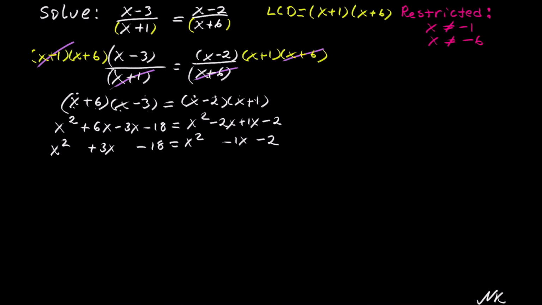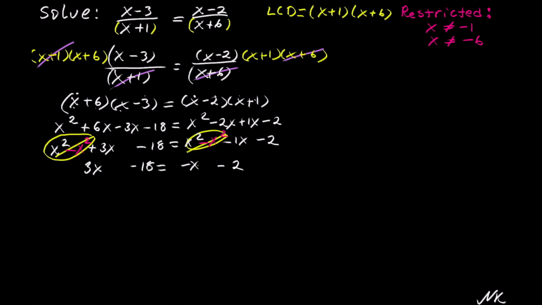Let's begin bringing everything to the same side. I choose left. So let's minus x to the second from the right, and we have to do the same thing to both sides, so minus x to the second from the left as well. So we get x squared minus x squared, this adds up to 0, and we have 3x minus 18 is equal to x squared minus x squared, this adds up to 0. We have negative x minus 2.